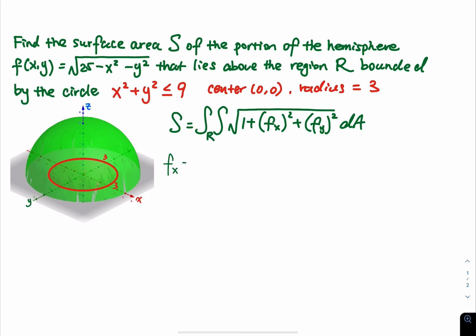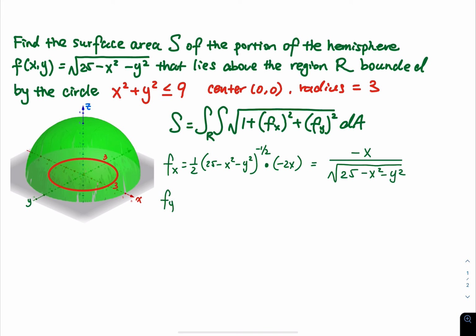With respect to x, first of all, we will have to bring the 1/2 power down, and then 25 minus x squared minus y squared to the power of 1/2 minus 1, which is negative 1/2. And then chain rule: the derivative of the radicand with respect to x. Only the minus x squared survives, that is a negative 2x. The 25 is a constant, the y squared is a constant. So the 2 is cancelled, and we have negative x divided by the square root, because it's negative 1/2, we bring that to the denominator, of 25 minus x squared minus y squared.